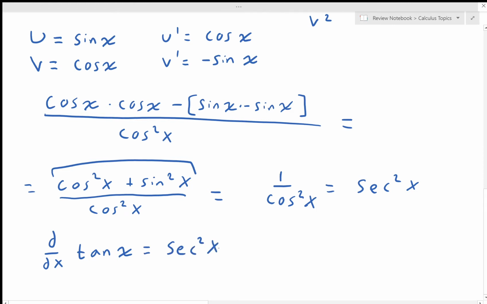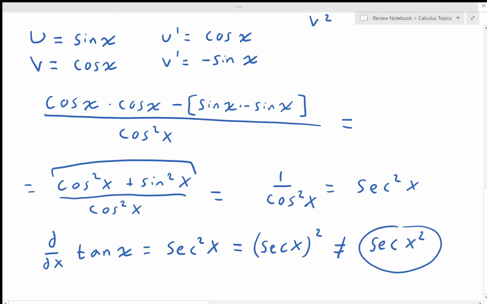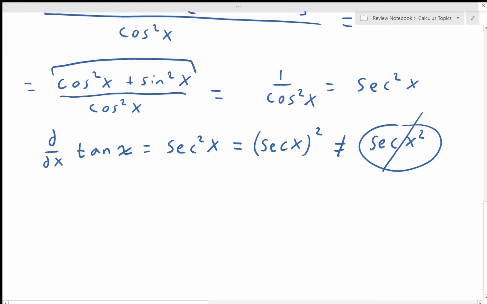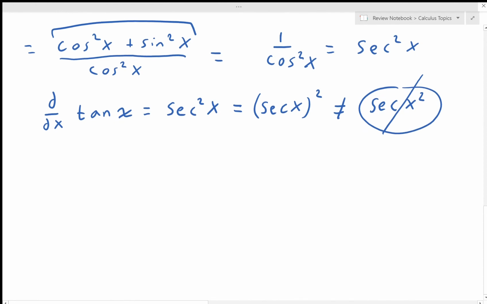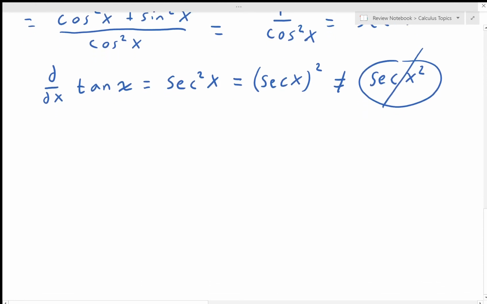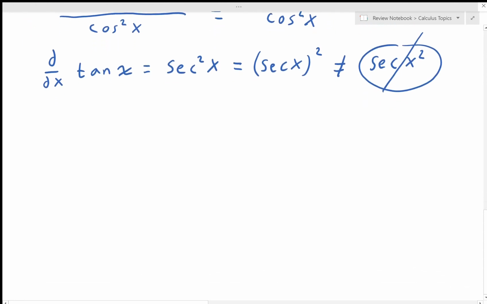You could write it like this, or you can write it as secant x squared. But you cannot, just so we know, write it as secant of x squared, because this would mean that the variable is not x, it'd be x squared, which would be totally different. And we will go over that later. Not in this video, though. So we just went through tangent of x.